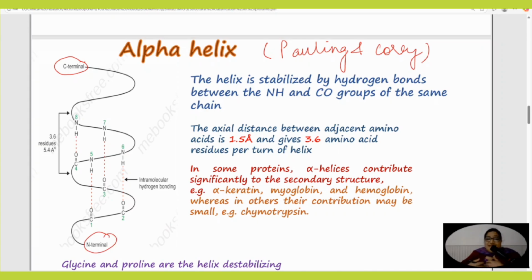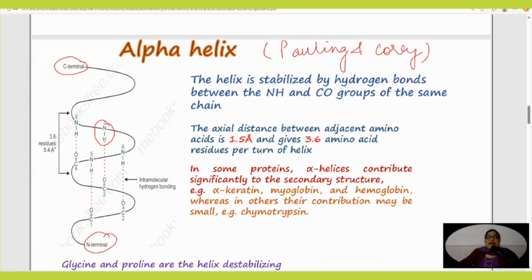Okay, so this helix is stabilized by the hydrogen bond, and the hydrogen bonds are formed between the amide group of hydrogen, the hydrogen of the amide, matlab nitrogen, and the CO groups of the same chain.